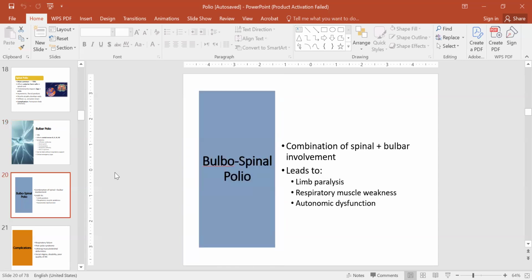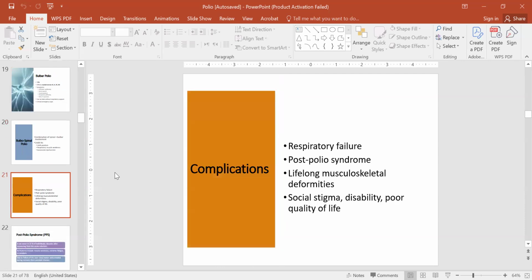Then we have bulbospinal polio. It's a combination of spinal and bulbar involvement. So it leads to both limb paralysis and respiratory muscle paralysis and autonomic dysfunction. Complications of polio include respiratory failure, post-polio syndrome, lifelong musculoskeletal deformities, and social stigma, disability, poor quality of life.